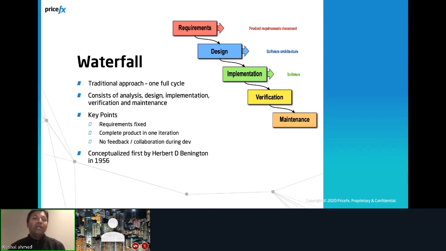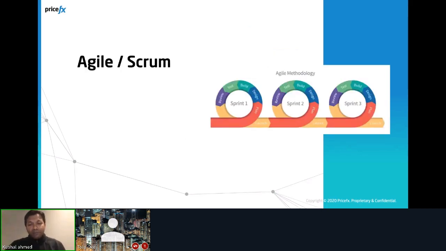a traditional approach like waterfall was first conceptualized by Herbert Bennington in 1956, and it's a pretty old one, as you can see. In contrast, Agile or Scrum is a more modern approach, where the development is done in small iterations.